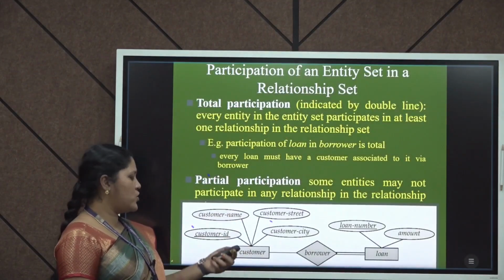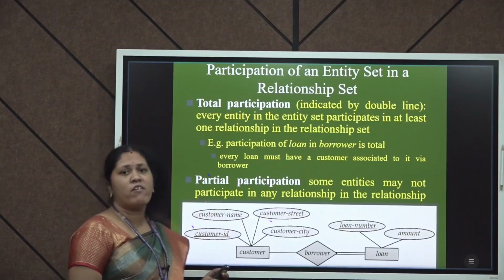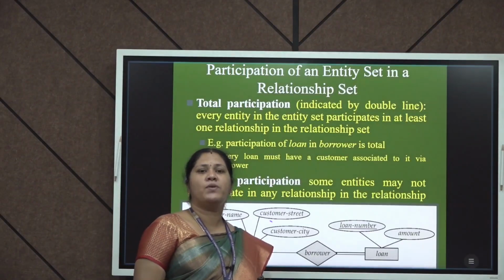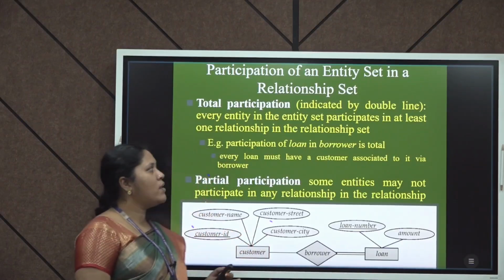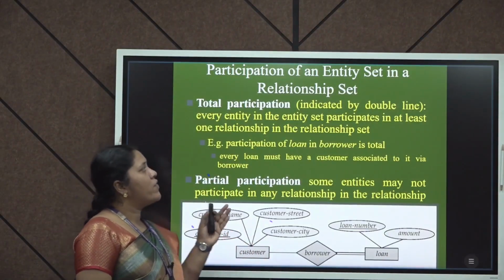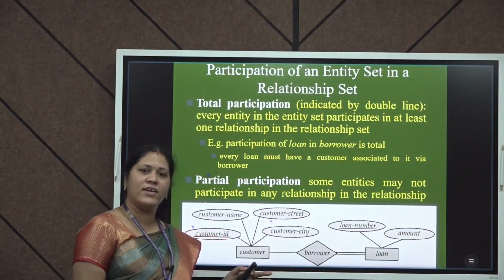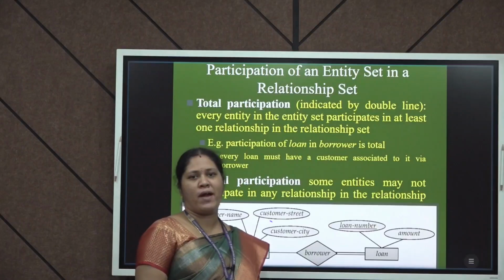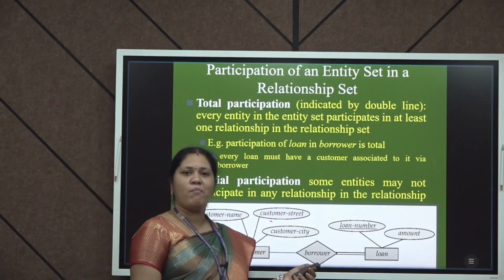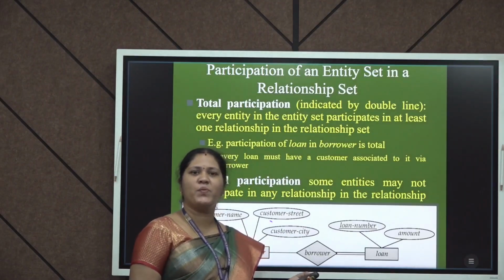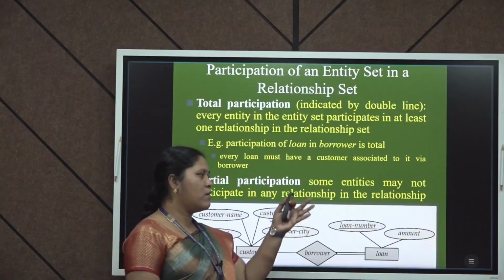So next, participation of entity set in a relationship. There are two types of participation: one is total participation and the other is partial participation. Total participation is when an entity is associated with another entity wholly in a relationship. Partial participation is when some entities may not be associated with an entity via a relationship.